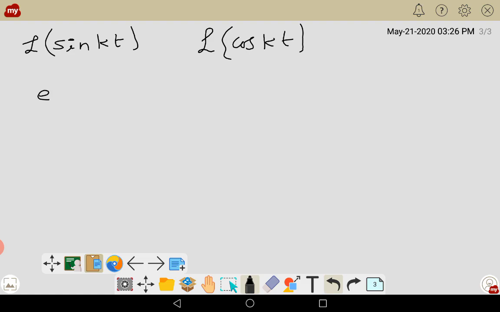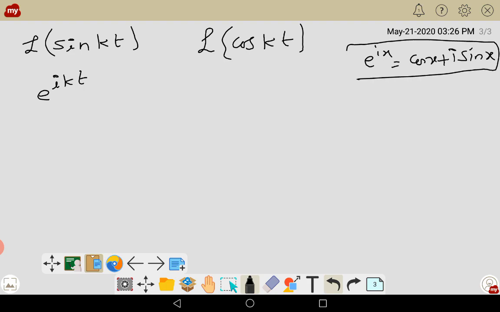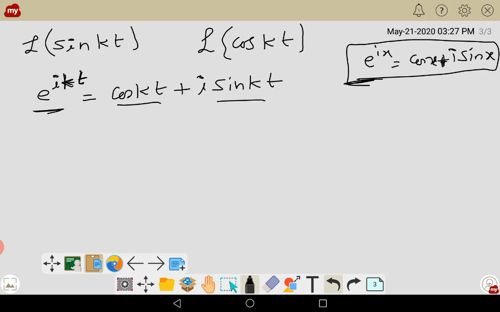We should take another important result, e raised to ikt. You remember e raised to ix is cosine x plus i sin x. There is a rule, if you don't know, recall it. E raised to ix is cosine x plus i sin x in the complex field, right? So instead of x I take kt. E raised to ikt is cosine kt plus i sin kt. So if I find the Laplace transform for the left hand side, I can separate the answer into two parts, real and imaginary, then find the result for Laplace of cosine and Laplace of sine, isn't it?